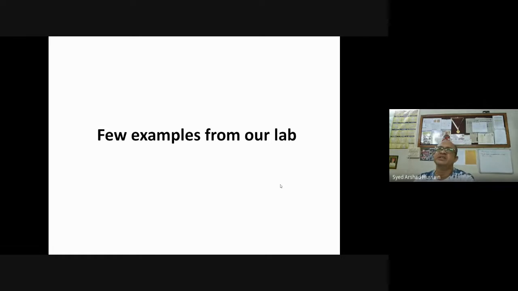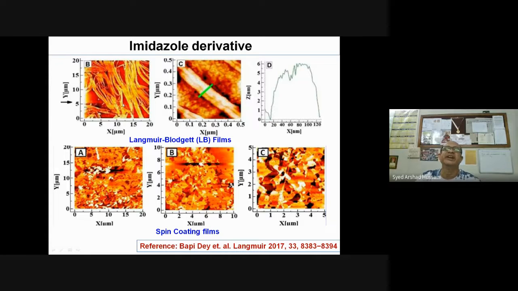Those who will attend physically in this faculty development program, we will demonstrate these three techniques, because we have all three technique machines in our lab, and we use these techniques sometimes based on our requirement. So now I am at almost the end part of the talk, and I will share some examples from our lab based on these techniques. You see here I am showing one material. This is an imidazole derivative. It's an organic molecule, designed by my friend from the chemistry department.